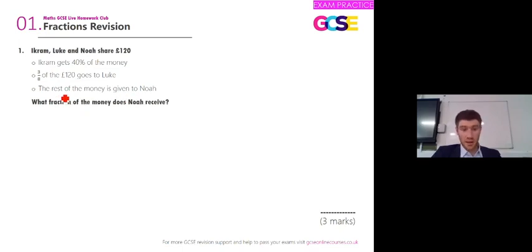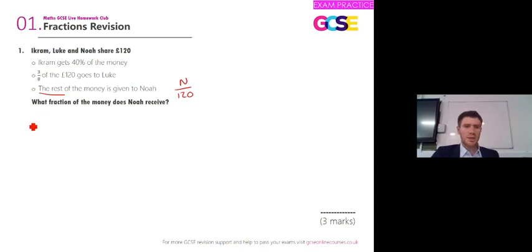The thing I am going to underline, bizarrely, is the rest. So he's getting everything else. How much, what fraction, of the money does Noah receive? The strategy for me here is to work out how much money Noah receives. Noah receives N pounds for Noah, and then put it over 120, because that's the total amount of money. So that's what my strategy is going to be.